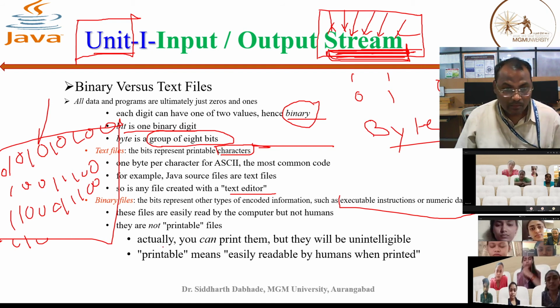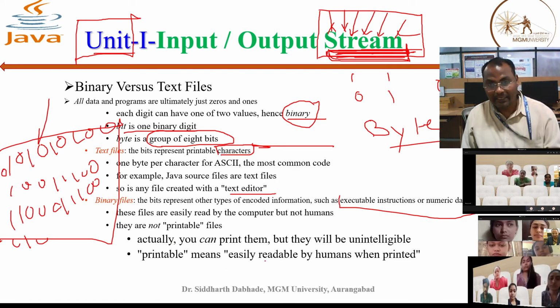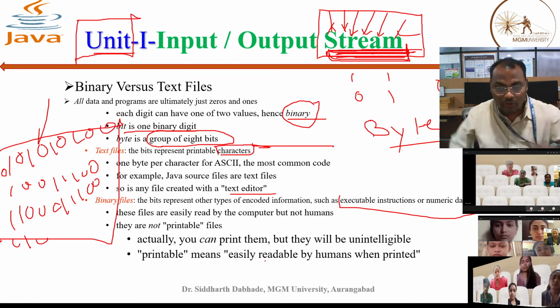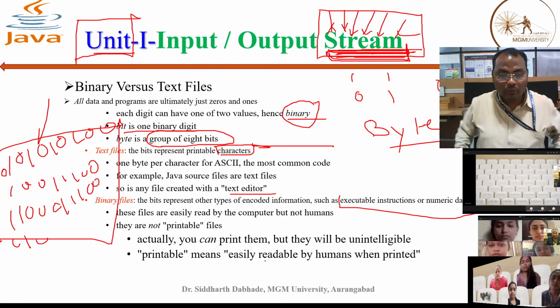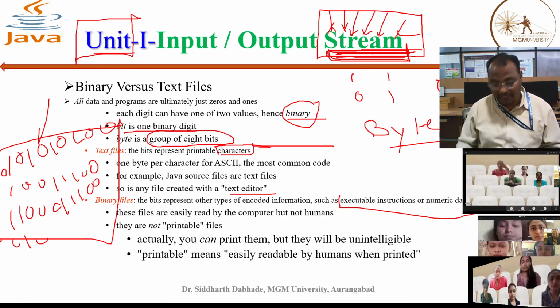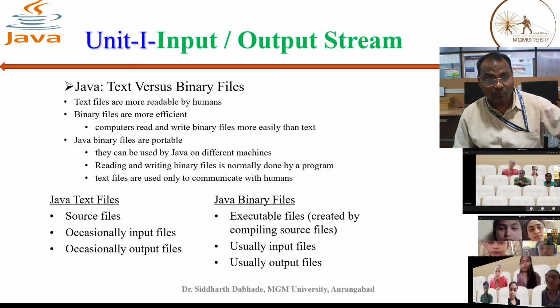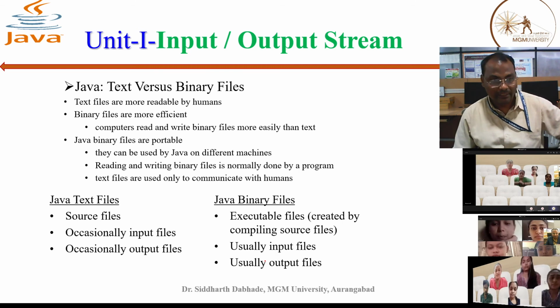Not printable means not easily readable by a human when printed. Once you have taken the output on paper, if you are able to understand the information in that text, then that is a text file. Otherwise, that is a binary file format. If we think of only these two files, binary or text file, then text versus binary file.